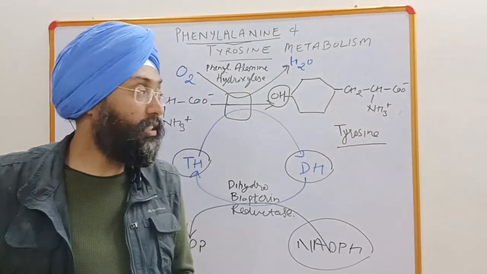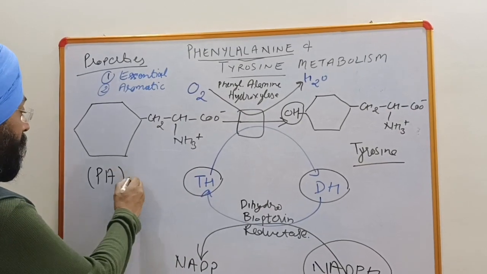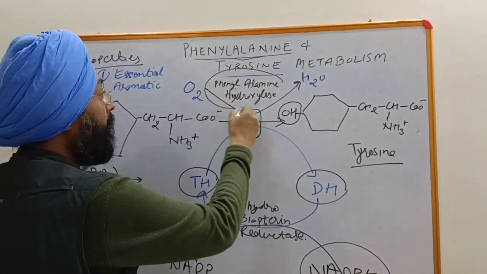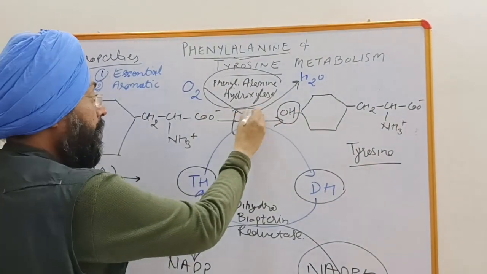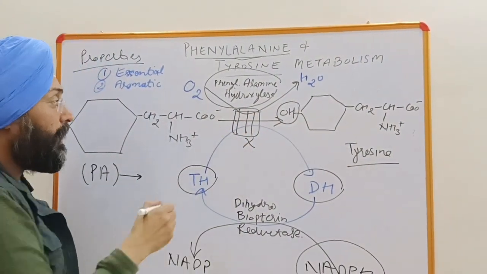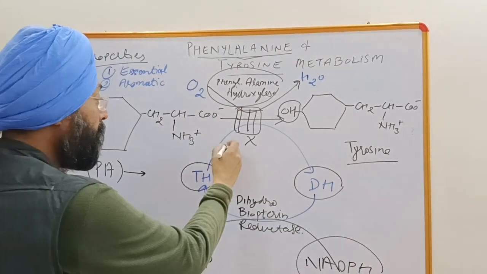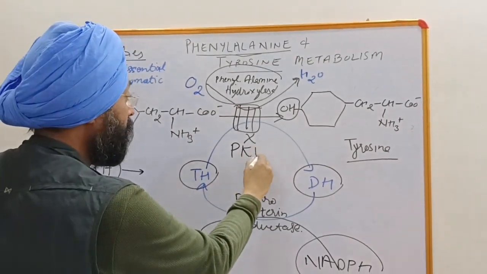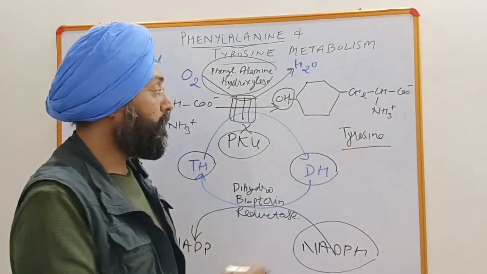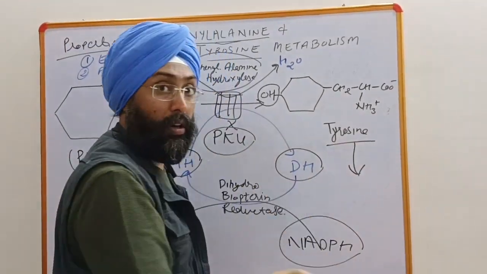If there is a blockage in this pathway of conversion of phenylalanine to tyrosine, and there is absence of this enzyme phenylalanine hydroxylase, then this irreversible reaction will not take place and this pathway is blocked. The disease will be phenylketonuria, right? Now we'll move towards the next steps from tyrosine onwards.